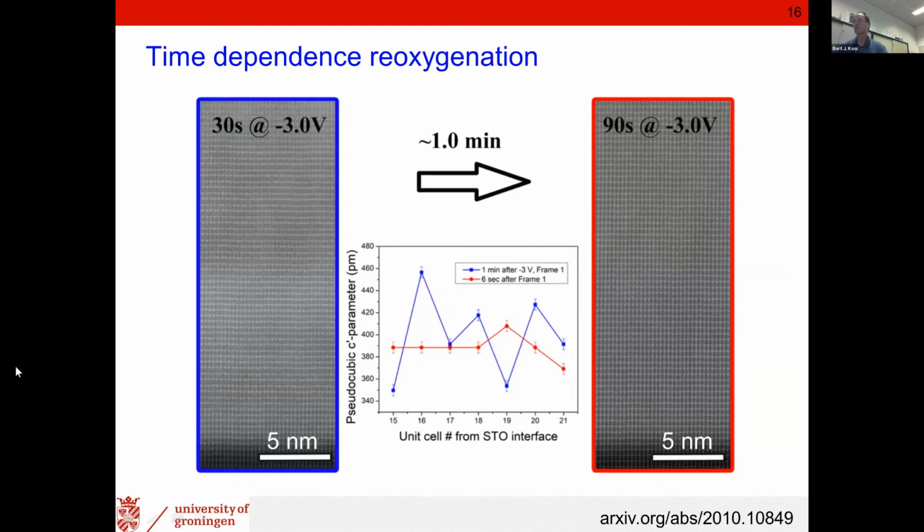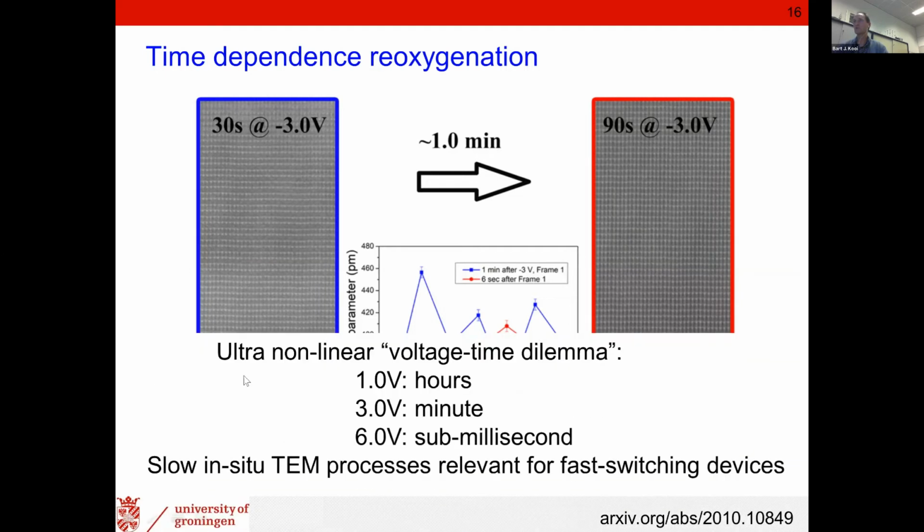And then you say, okay, this is pretty slow. This is true. Still, it's relatively fast that we can measure this. The point is, this is really very nonlinear, and this is known for all this type of devices. Sometimes it's called the voltage time dilemma. If you do it at 1 volt, then the whole process, also in the TEM, is on the order of hours for the transformation to take place. Now at 3 volts, it goes to the order of 1 minute.